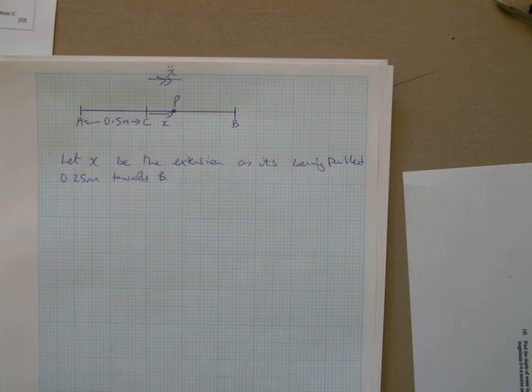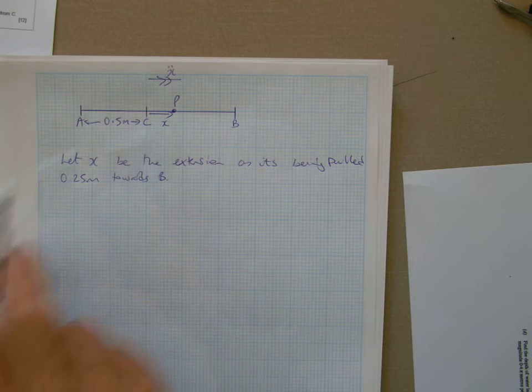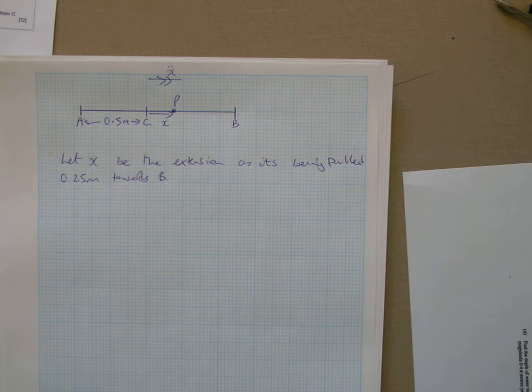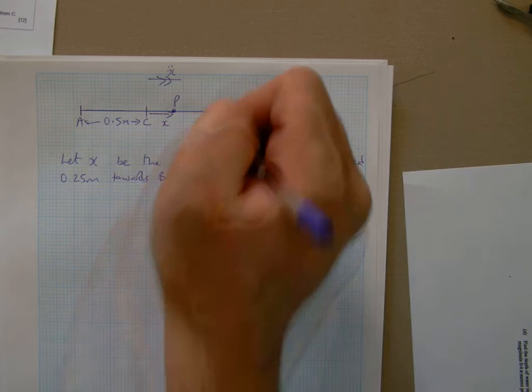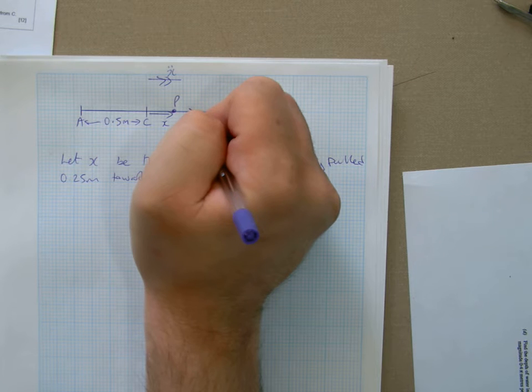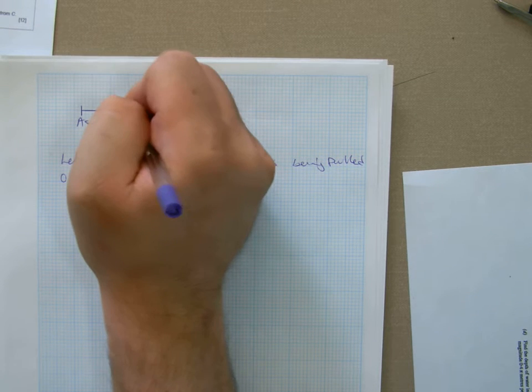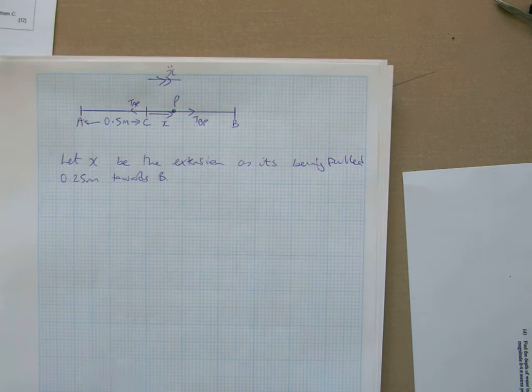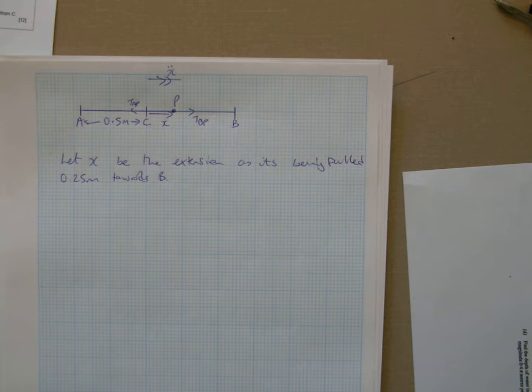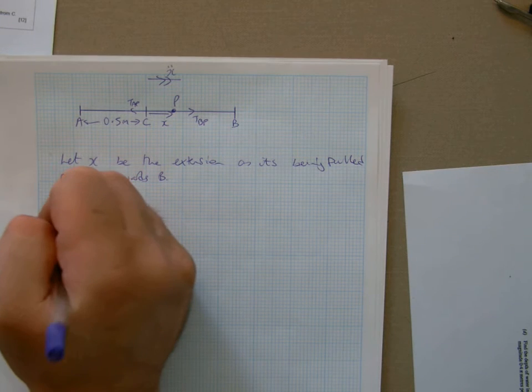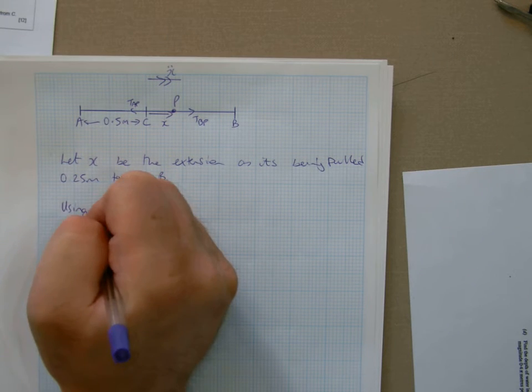So what we need to do now is appreciate it is moving, so we can use Newton's second law. And we need to appreciate again we've got two tensions going on here. We've got the tension in the string BP, and the tension in the string AP. We're going to use Newton's second law, and we're also going to look at Hooke's law. So let's start off with Hooke's law here because we need to get this right.